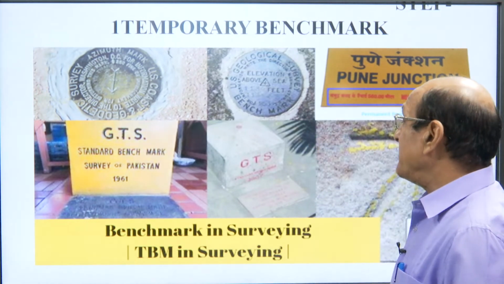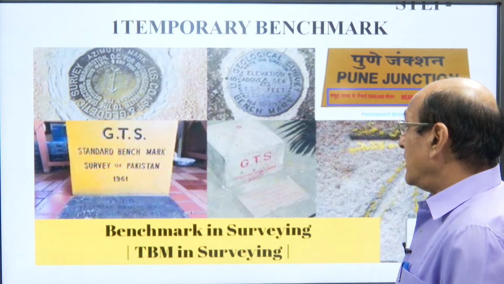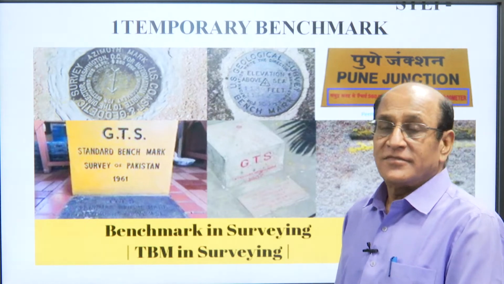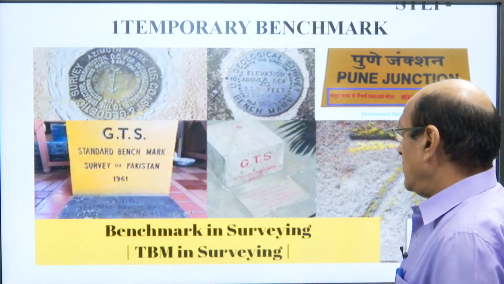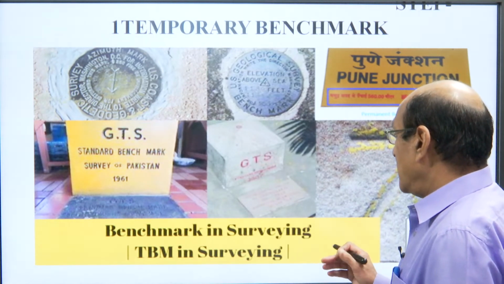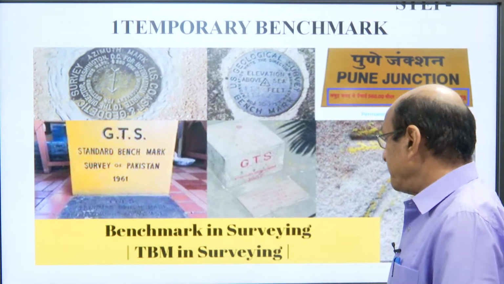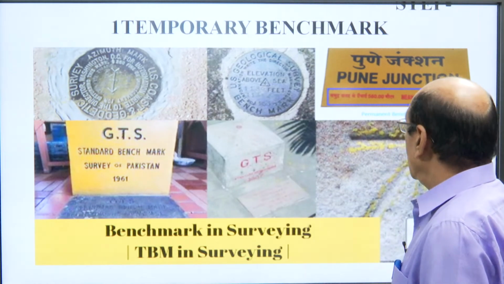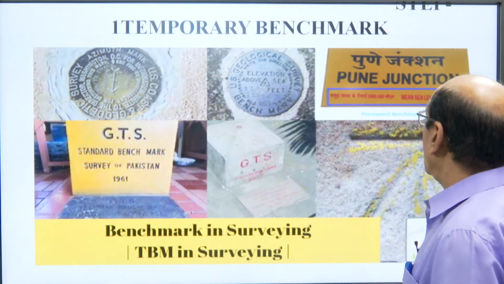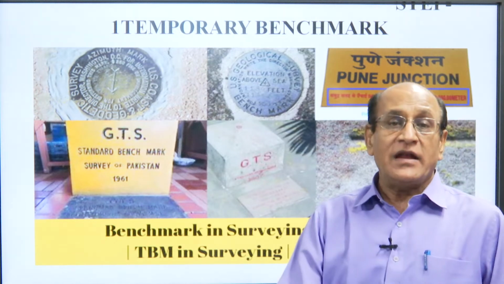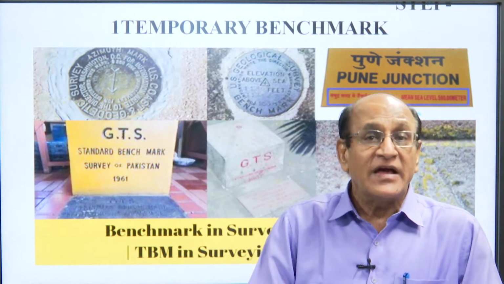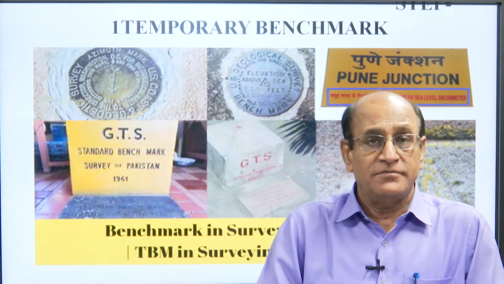Before independence, the GTS was located in Karachi, but now Mumbai has the mean sea level, and see here is a GTS level. The level from the GTS is also marked on every railway station of India.